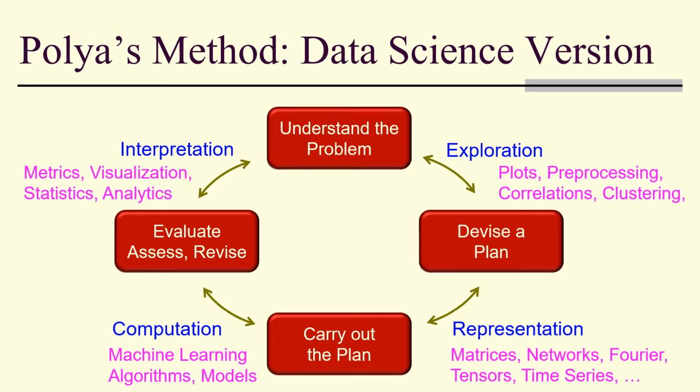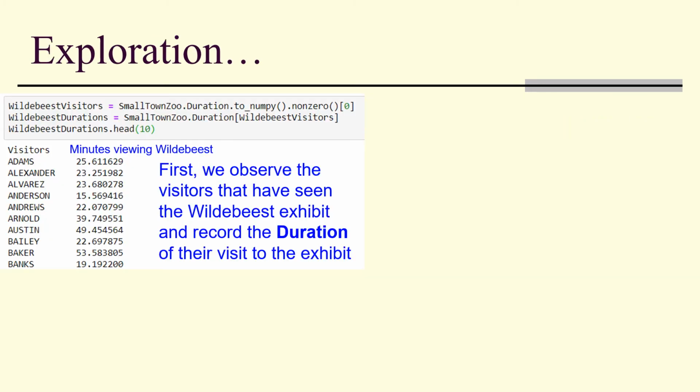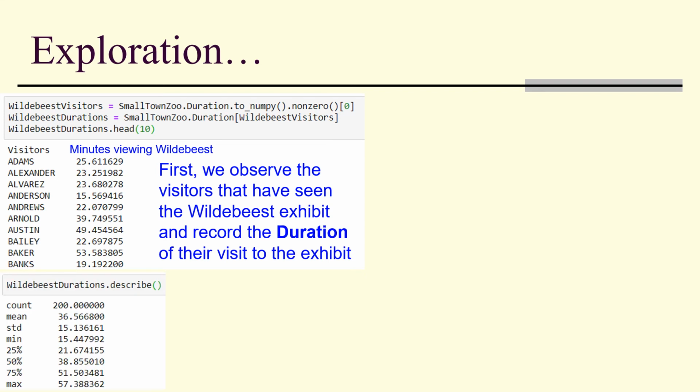So remember Paul's method. First we explore. So here's our data. We've got visitors and the minutes they spend viewing the wildebeest. We record all these durations. So we'll have 200 wildebeest durations, a mean of 36 minutes, standard deviation of 15 minutes.